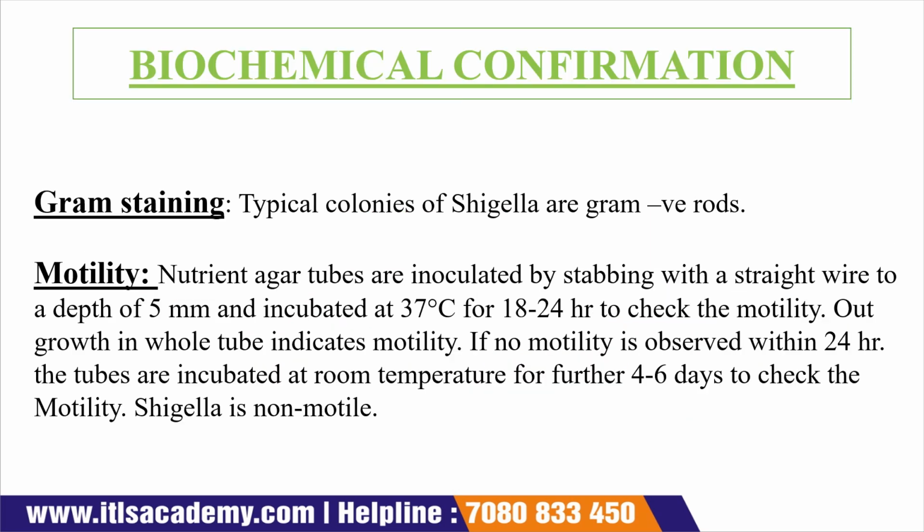So for biochemical confirmation, the first test that we perform is gram staining. Typical colonies of Shigella, we all know that they are gram negative, and how we perform a gram staining, that we discussed in an earlier slide, with the help of crystal violet and all these things. And there is even a separate lecture on gram staining already uploaded in our account. You can go and check the video related to this topic.